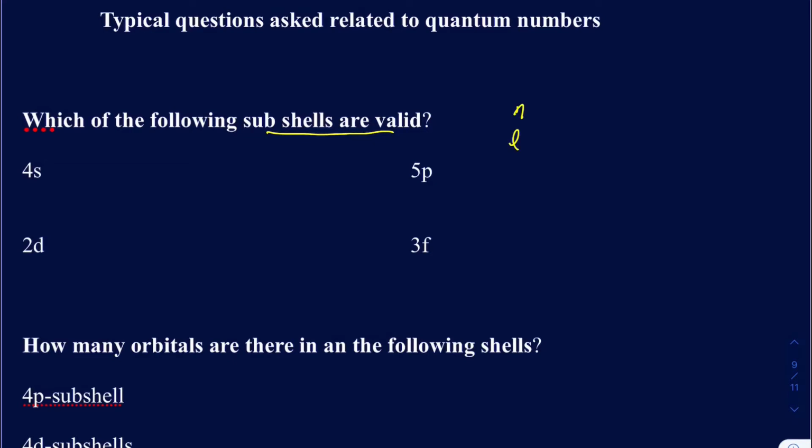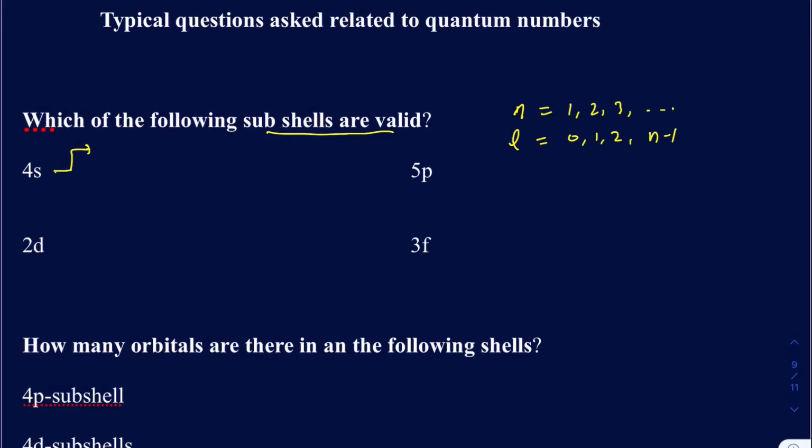If you recall, the value of n, which is the principal quantum number, could be anywhere from 1 all the way to infinity. And the value of L, the requirement is it needs to be at least 1 less than the value of n. So as long as the value of L is less than the value of n, that's all that really matters. Now let's look at this 4s first.